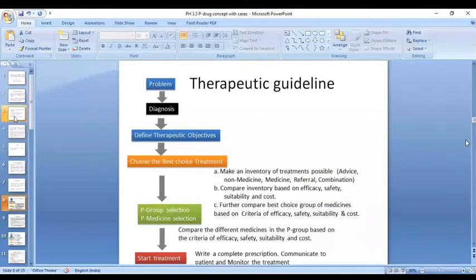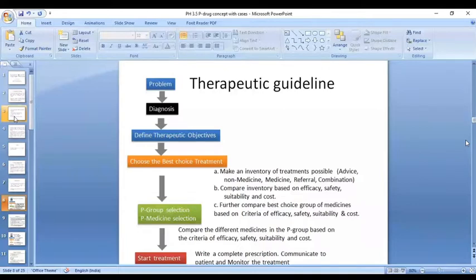Now we come to our therapeutic guidelines, or how to rationally prescribe a P drug, or how to go about rational prescribing. Whenever a patient comes to you, he comes with a problem, maybe a headache, or blurred vision, or chest pain. So first of all, you take history, examine the patient, order a few investigations, and then you arrive at a diagnosis.